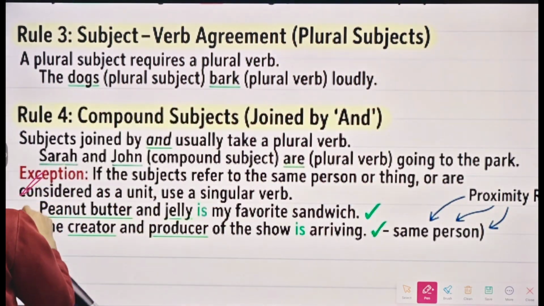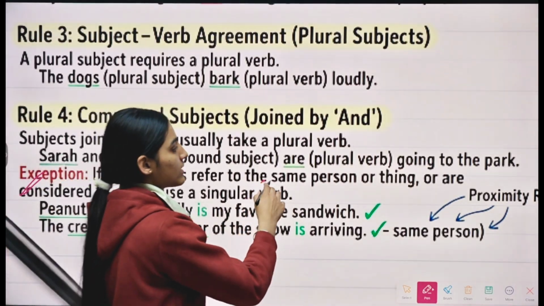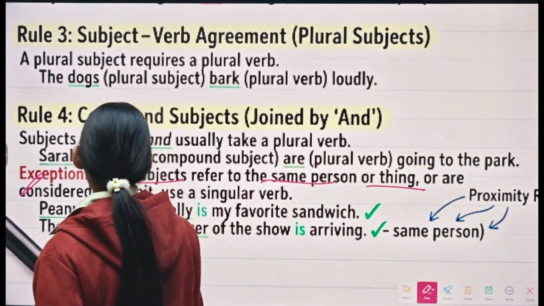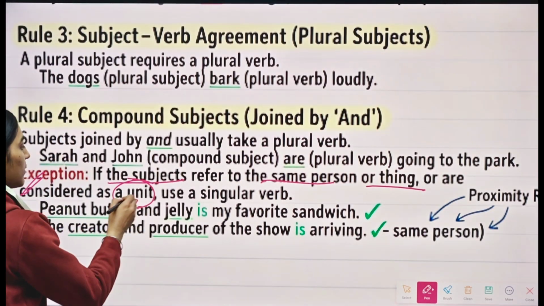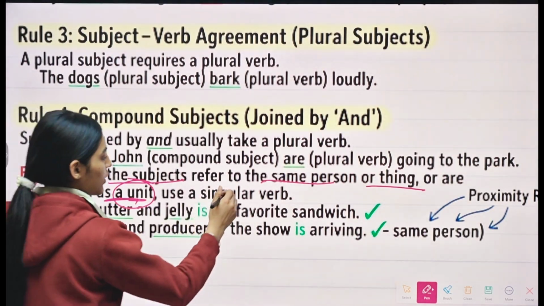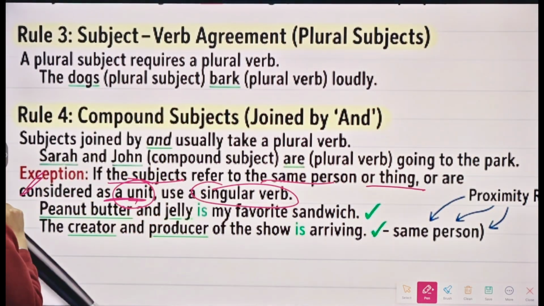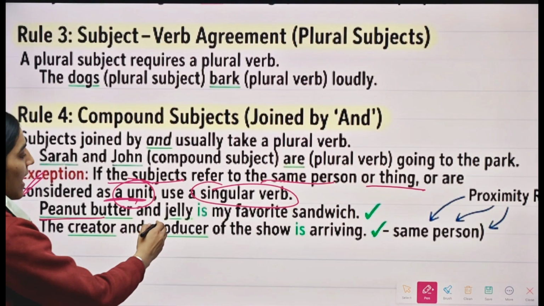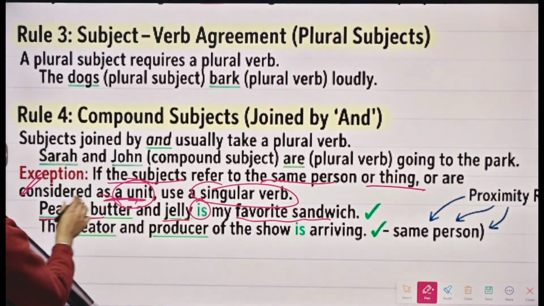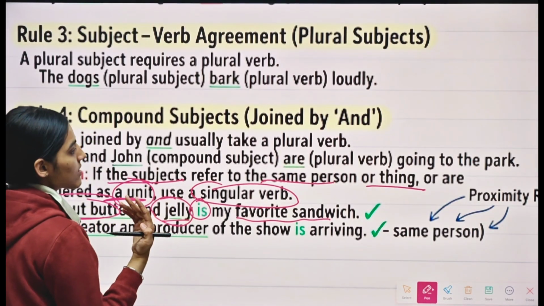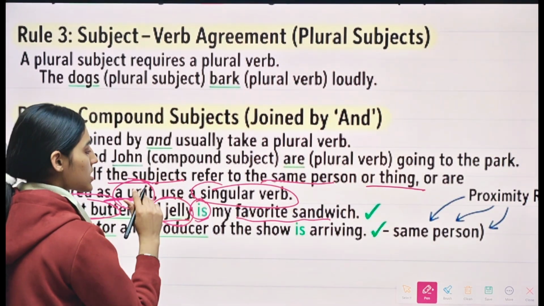Let's see, this is quite important. If the subjects refer to the same person or the same thing and are considered as a unit, so if they are behaving as a unit, we will use a singular verb. Let's see the example that we have. Peanut butter and jelly is my favorite sandwich. Here the peanut butter and jelly is the same thing, so we have used the singular verb.